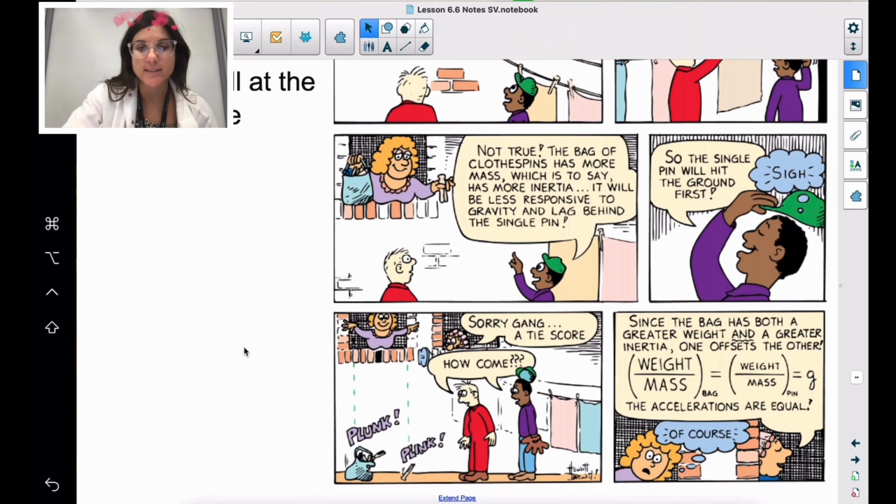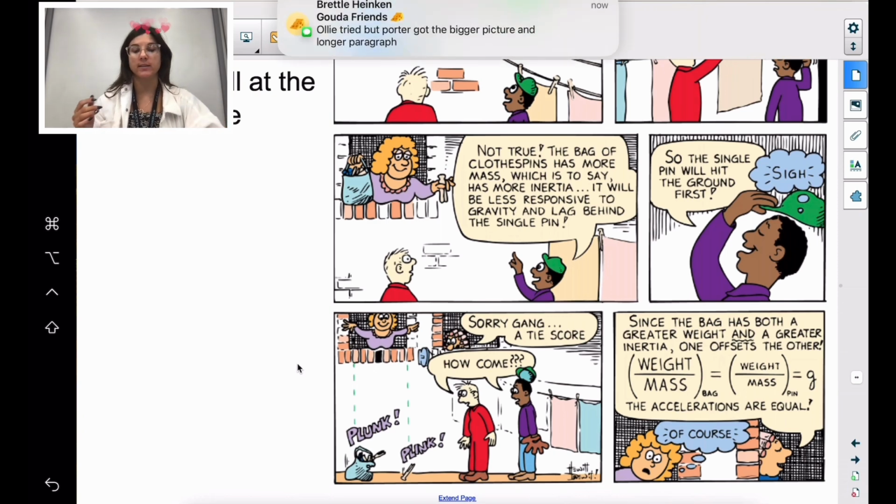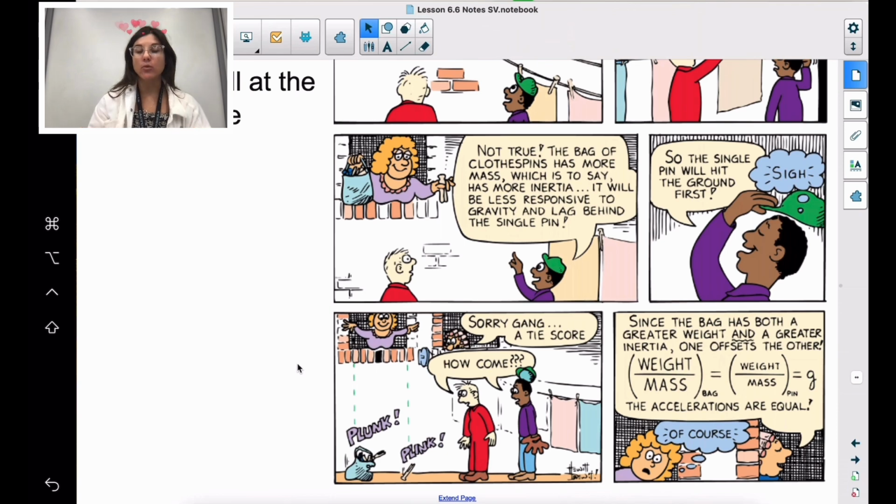And if you notice, there's this eavesdropping neighbor to the right who gets involved. Sorry, gang, a tie score. And the boys are like, how come? What happened? She says, since the bag has both a greater weight and a greater inertia, one offsets the other. The accelerations end up being equal.